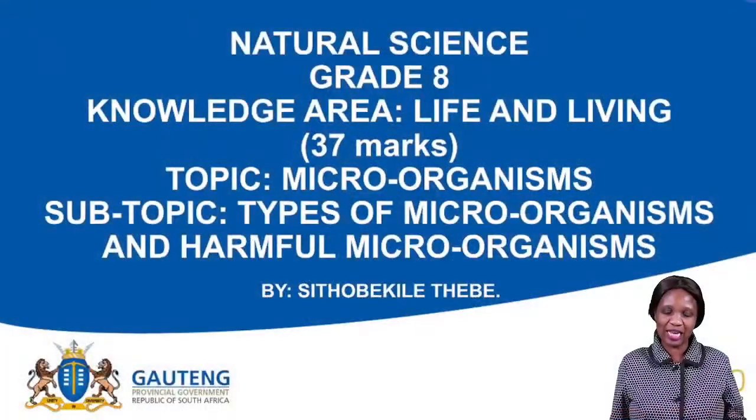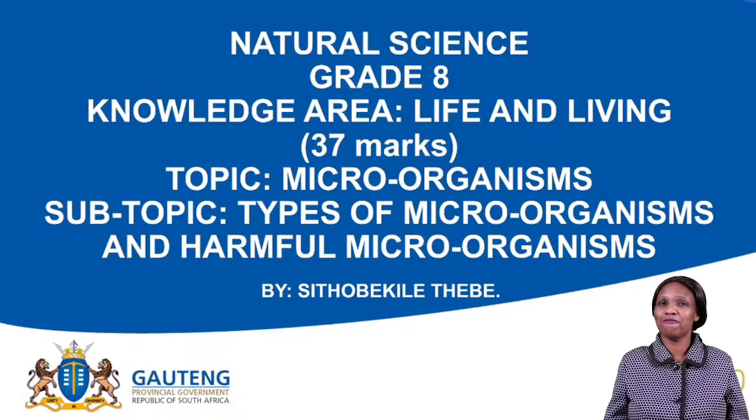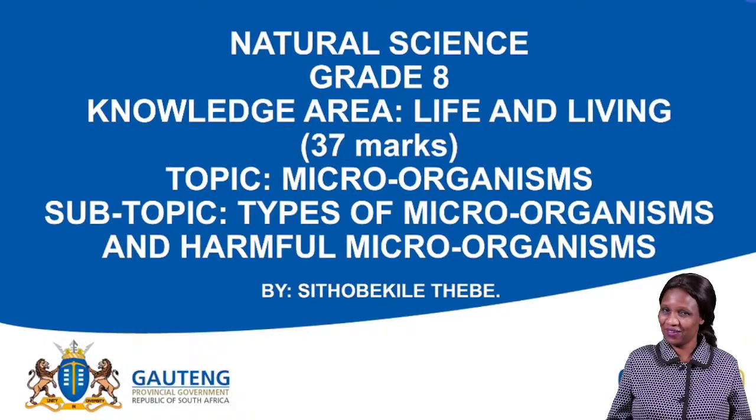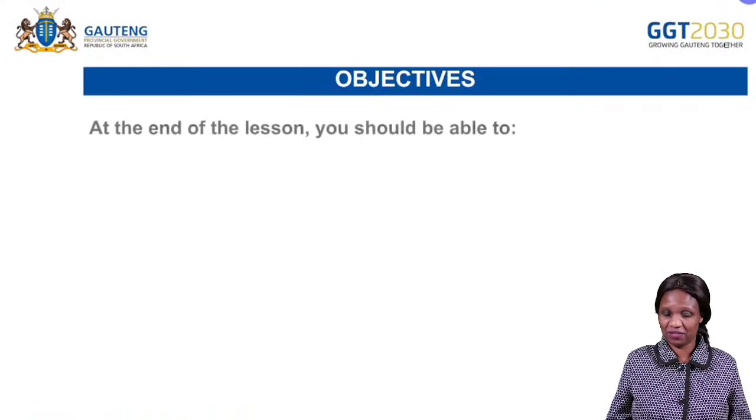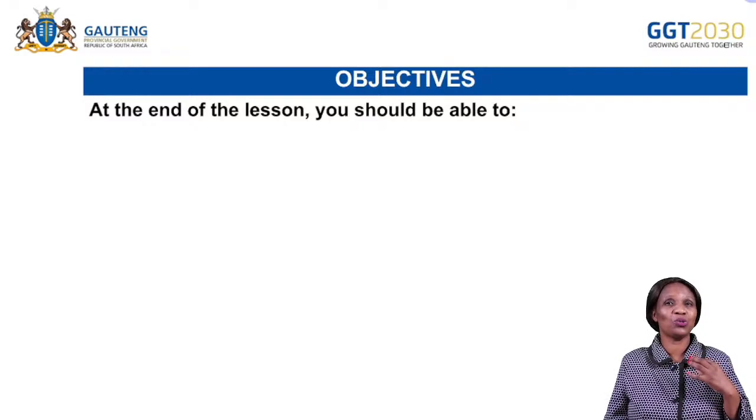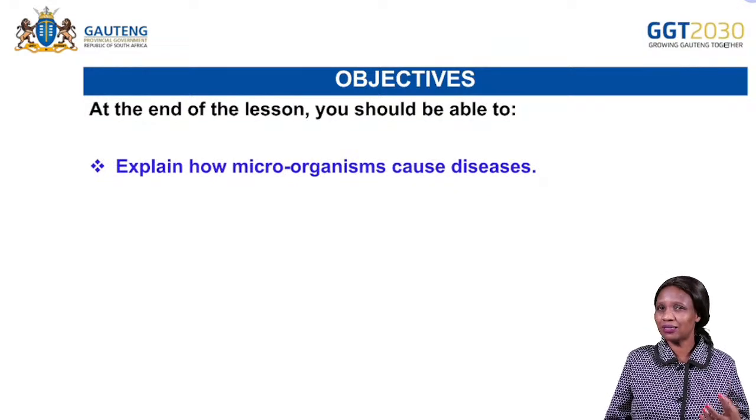Our topic today is microorganisms, and we are going to be looking at different types of microorganisms and harmful microorganisms. All right, and then let's go and check our objectives. Remember, we need to aim at achieving something by the end of this lesson. What is it that we're going to achieve by the end of this lesson?